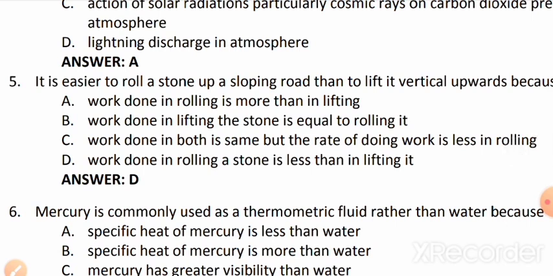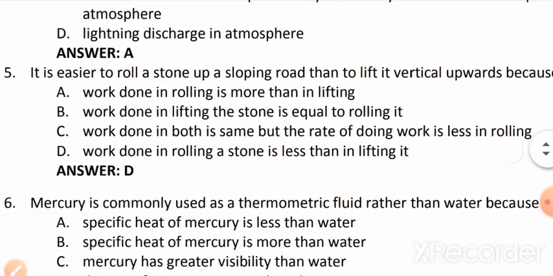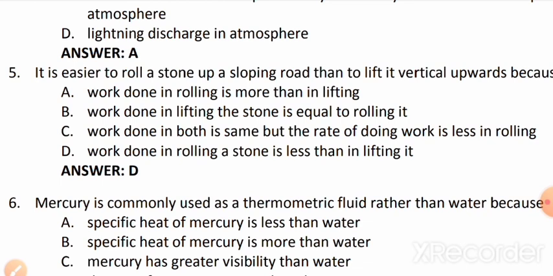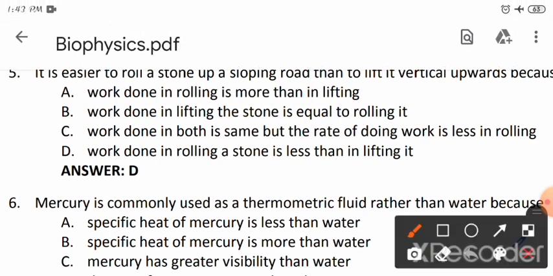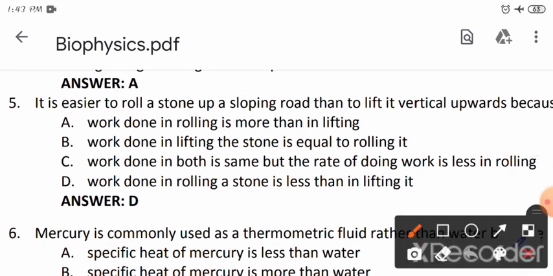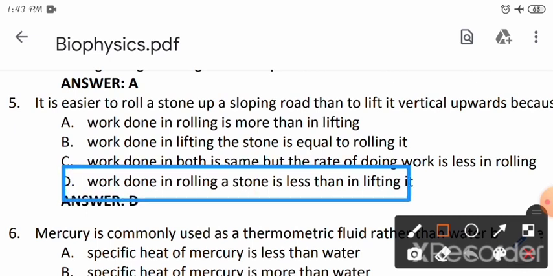Now the question number 5. It is easier to roll the stone on a sloping road than to lift it vertically upward, because the work done in rolling is more than lifting; the work done in lifting the stone is equal to rolling; work done in both is same, but rate of doing work is less in rolling; or work done in rolling the stone is less than in lifting. So friends, the correct answer is that the work done in rolling a stone is less than in lifting. That's why option number D should be the correct answer.